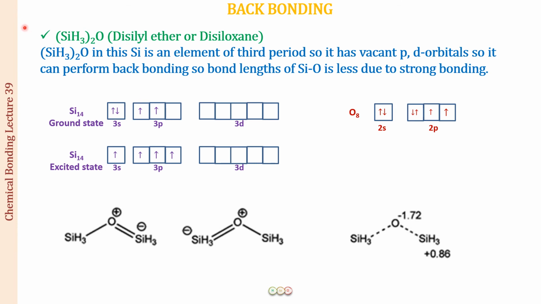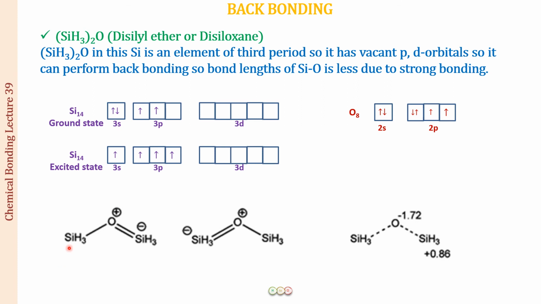So we have (SiH3)2O. This is going to be what? It is going to be disilyl ether or disiloxane. So here what you can see is that oxygen is going to be the central atom. It is going to form sigma bonds with 2 silicon atoms of the SiH3 silyl group. Alright, so oxygen is forming 2 sigma bonds. It has 2 half-filled orbitals.